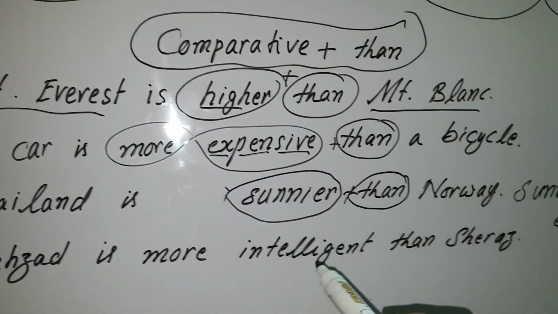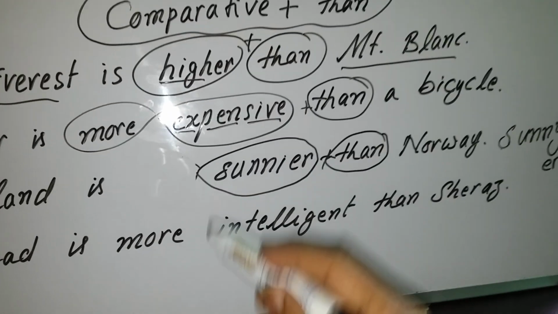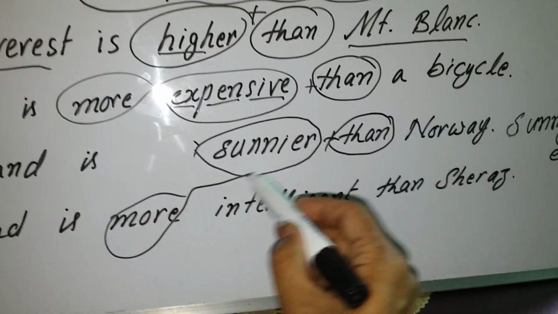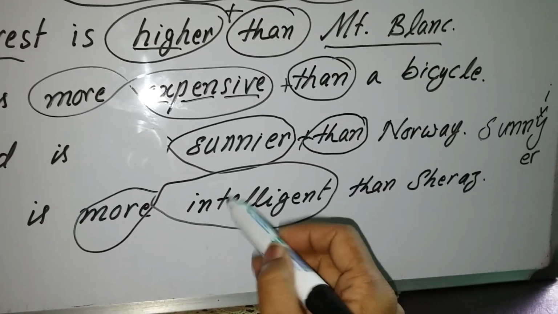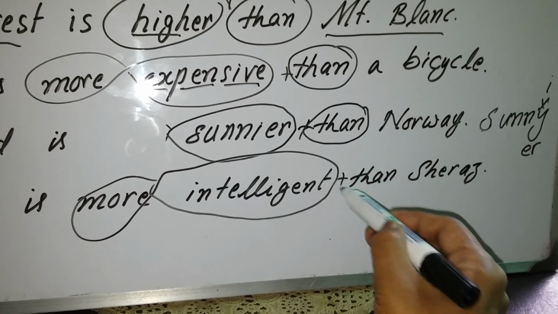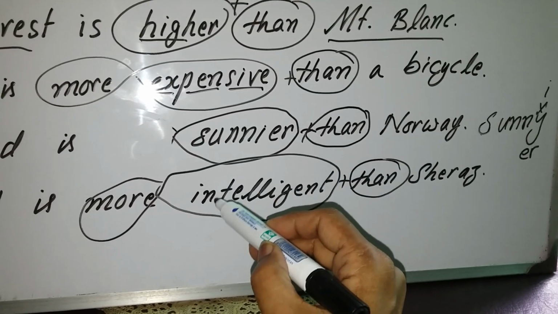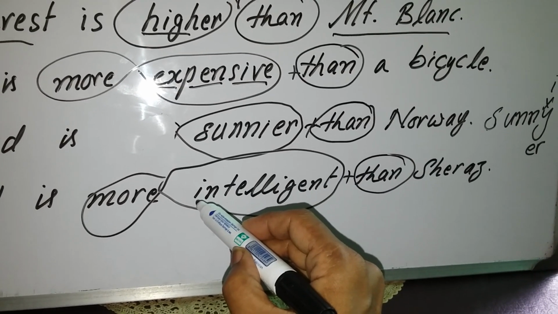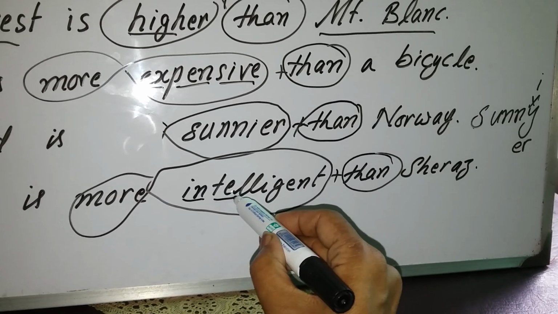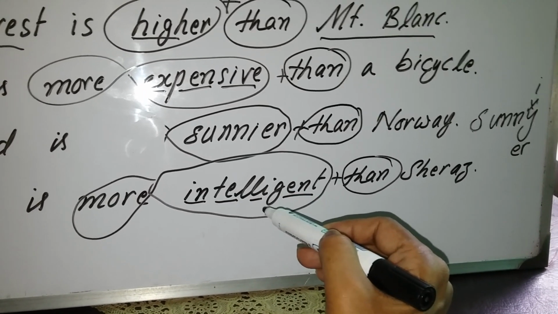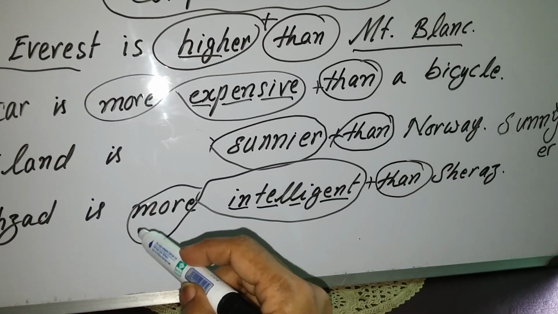Look at the last example. Shehzad is more intelligent than Shiraz. More intelligent, it is comparative plus than. Now look at intelligent, how many syllables or how many units are there? Intelligent, there are 4 units. So we have used more before it.